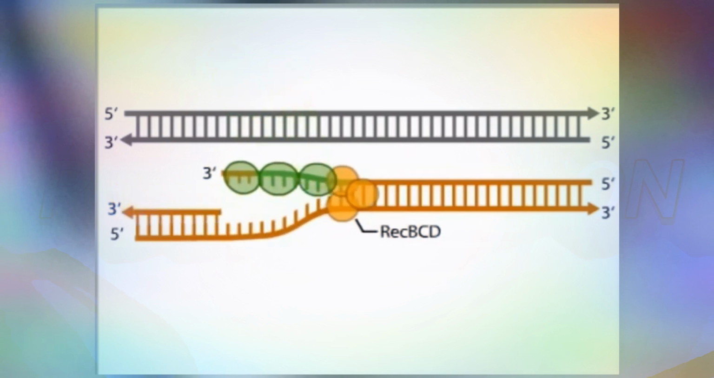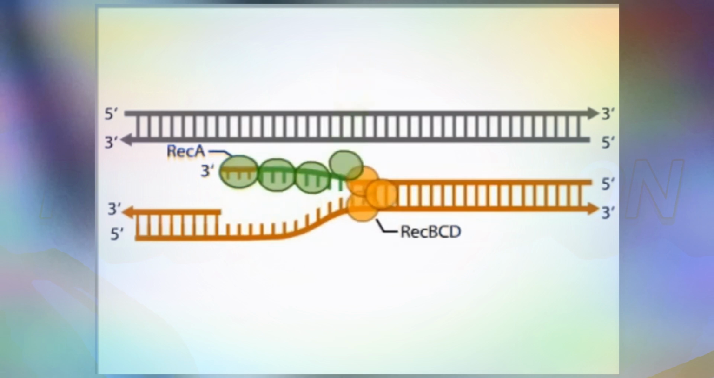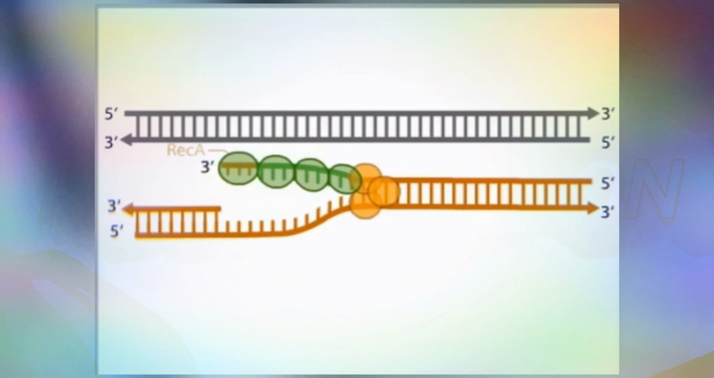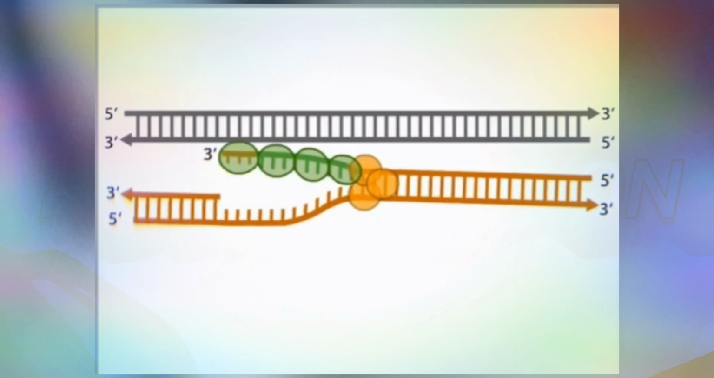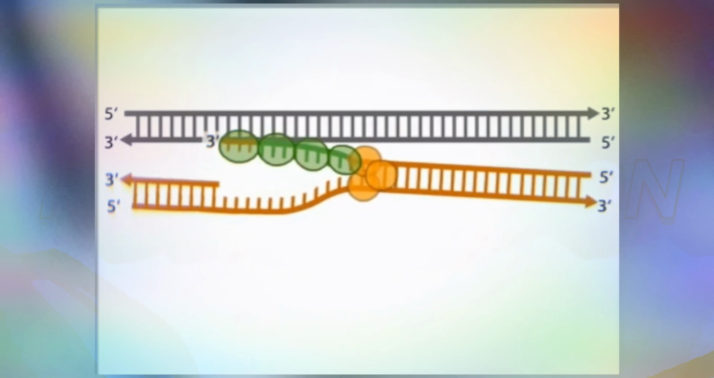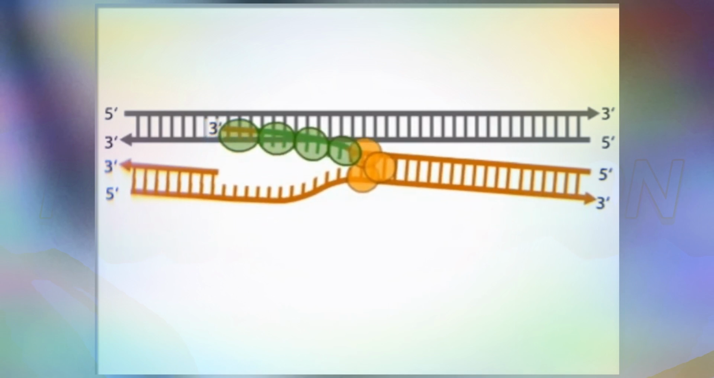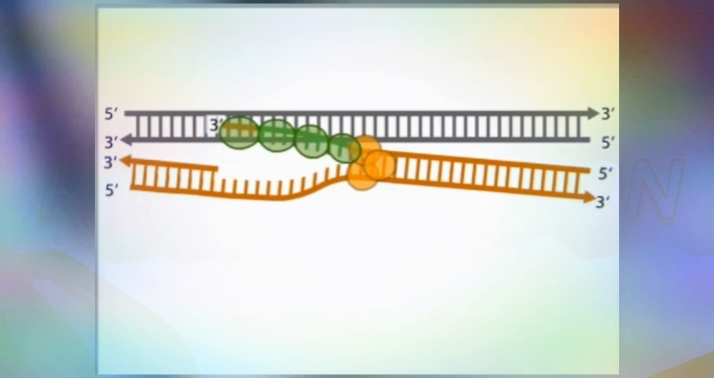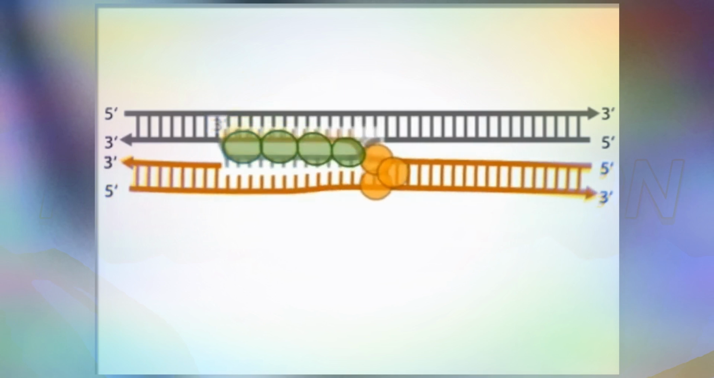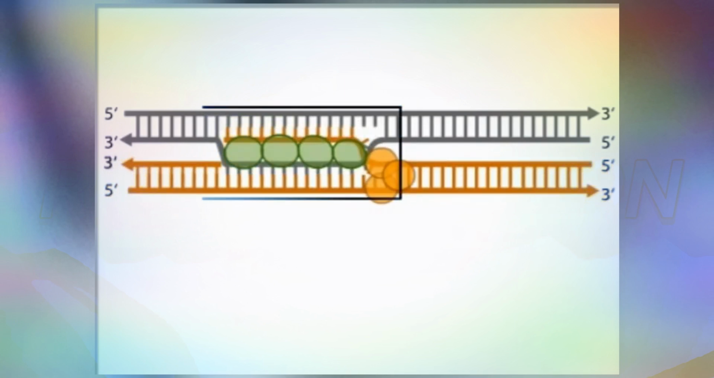The complex then nicks or breaks the DNA and continues unwinding as it loads a protein called RecA onto the 3' tail of the single-stranded DNA. The RecA-covered DNA strand is called a RecA filament. RecA molecules, also called synaptases, can scan DNA molecules for homology and align the homologous regions. This reaction requires a free 3' end on the single-stranded molecule and results in a triplex DNA molecule called a synapse.